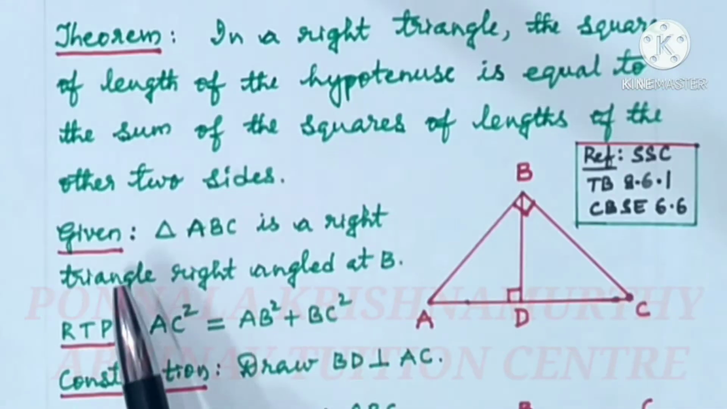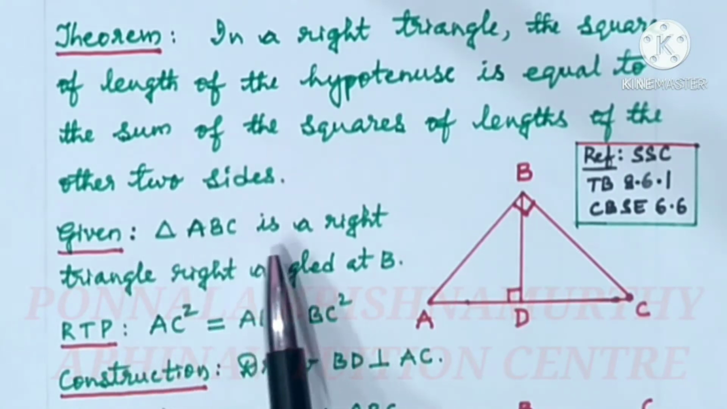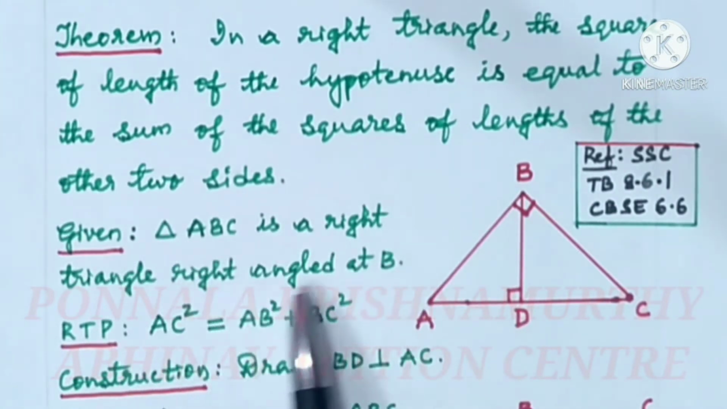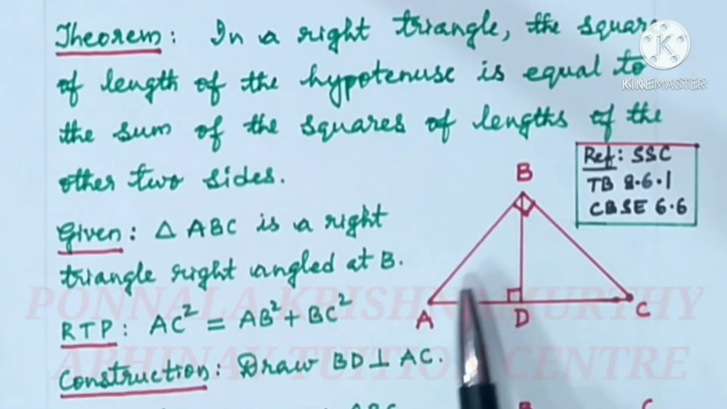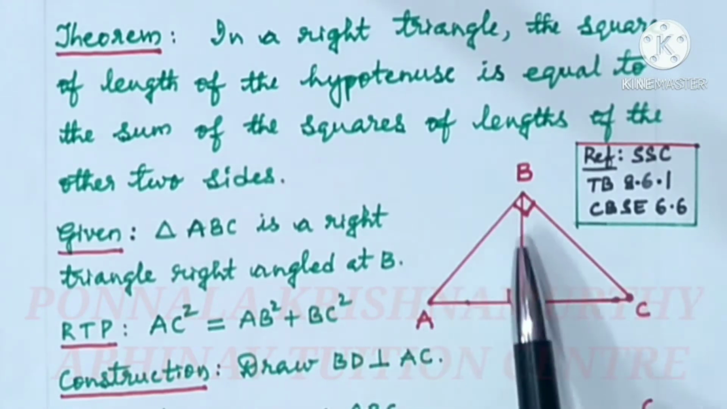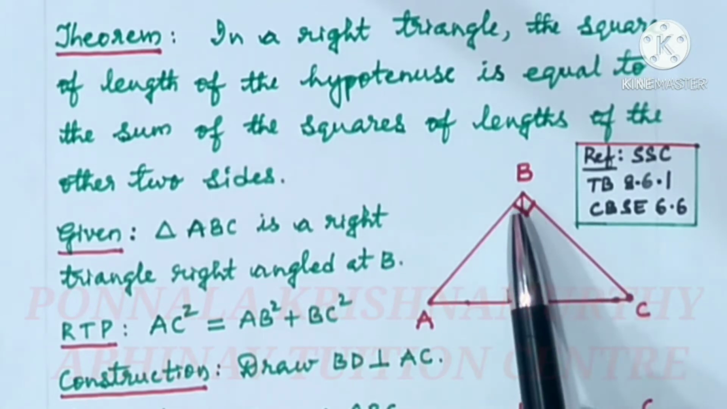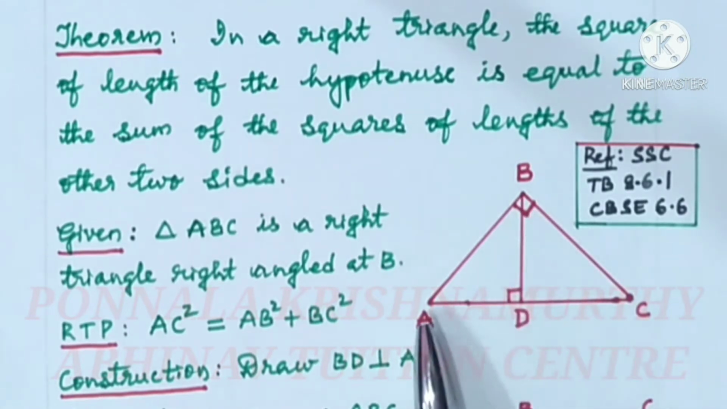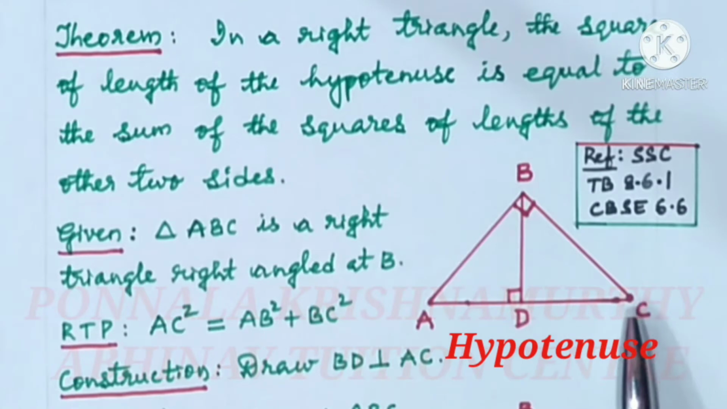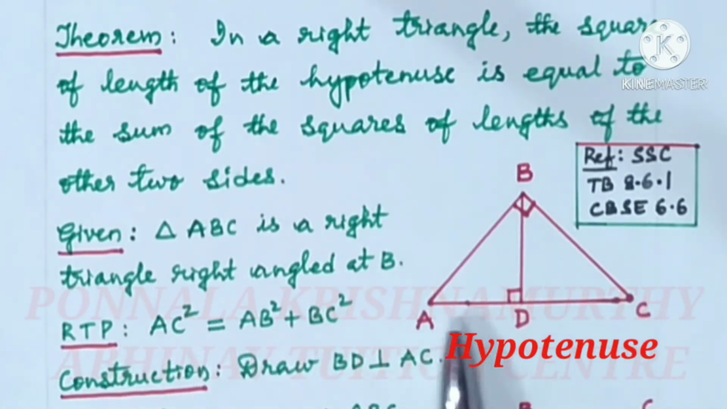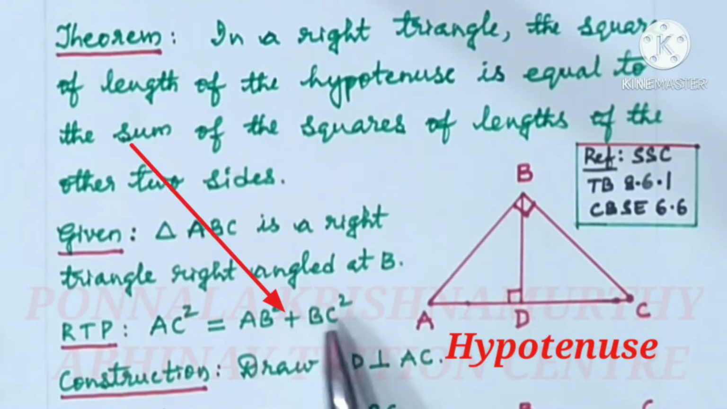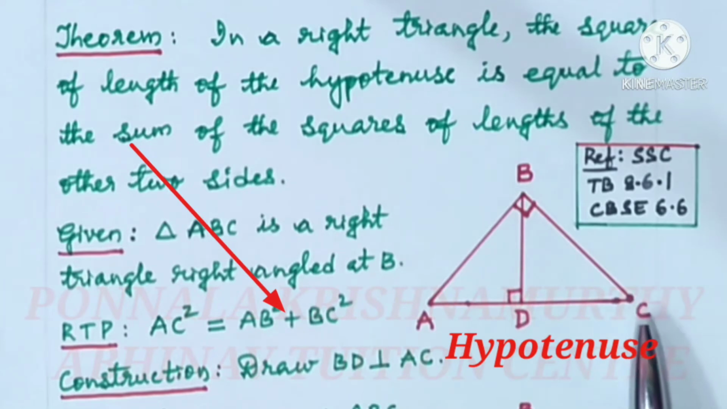Reference is given here. Triangle ABC is the right triangle, right angle at B. This is the triangle ABC, right angle at B. When this is 90 degrees, this is the hypotenuse. Required to prove: AC square, hypotenuse square, is equal to AB square, this side square, plus BC square, this side square.